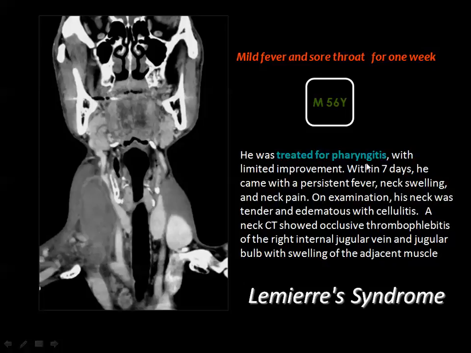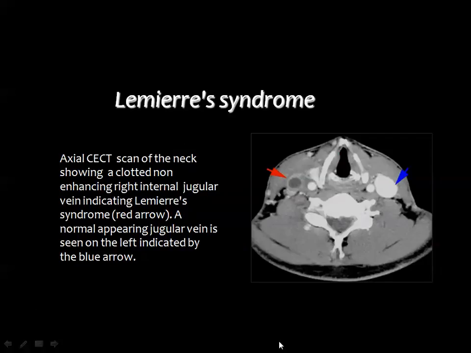He is treated for pharyngitis and is now presenting with neck swelling on the right side, and this hugely dilated internal jugular vein shows no evidence of contrast enhancement, denoting its thrombosis. This is an example of a septic thrombosis of the internal jugular vein. You see the vein is totally hypodense, the wall is enhancing, and this is the carotid artery, of course.